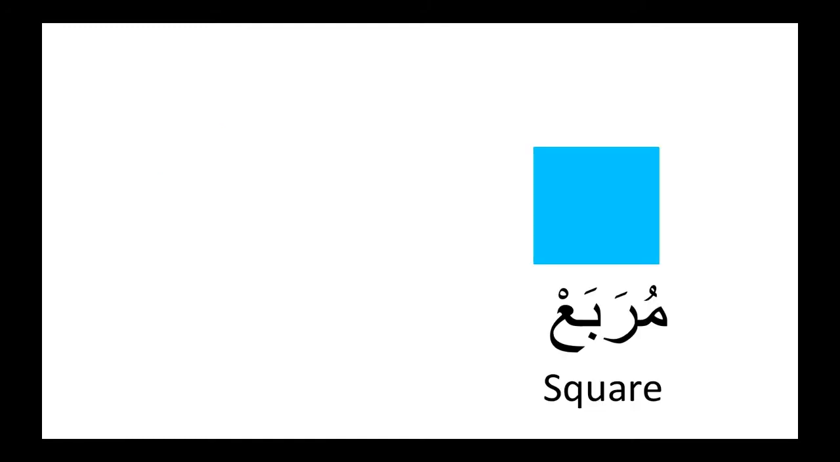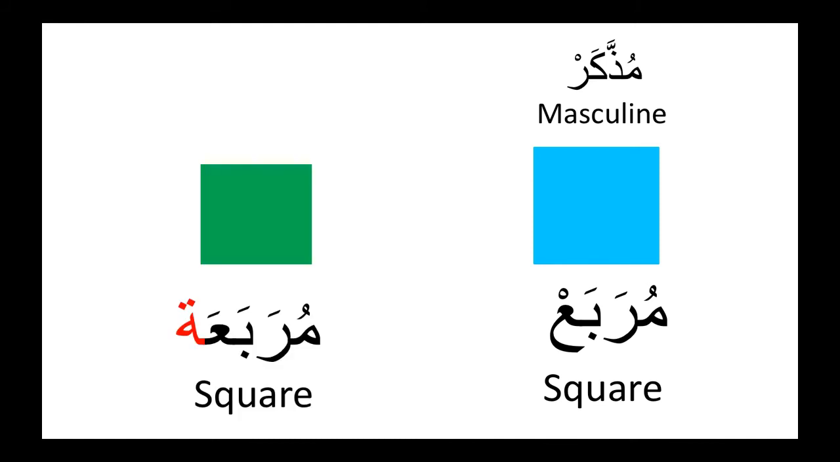مربع. مربع is masculine. مذكر. When we talk about feminine, we say مربعة. We add ت at the end in red. مؤنث.